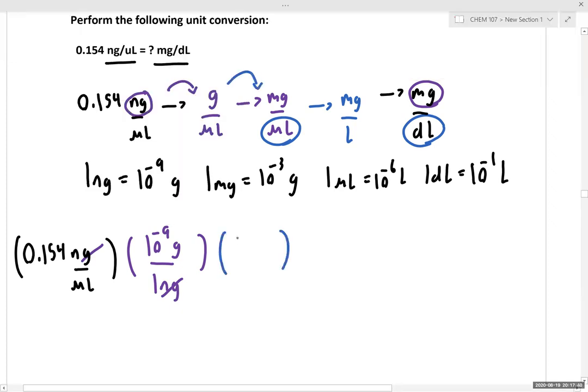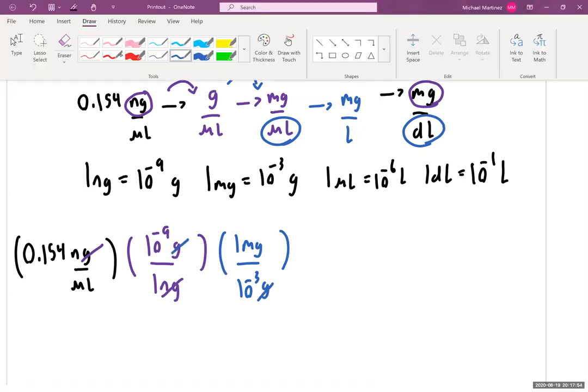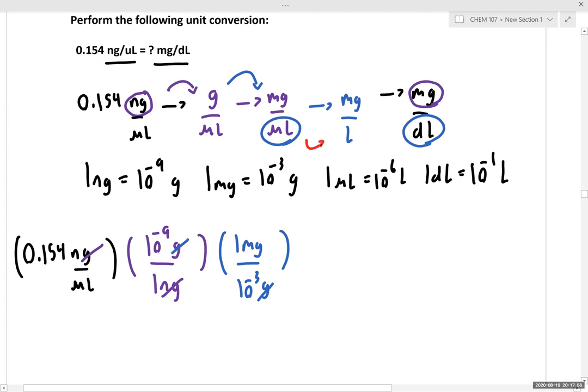For our second step, we're going to go from grams to milligrams. So in this case, we know in 1 milligram, we need milligrams on top because that's what we're going to. We have 10 to the negative 3rd gram. Okay. Continuing on, if we're going from 1 over microliter to 1 over liter, where do our units of liters go? On the top or the bottom?